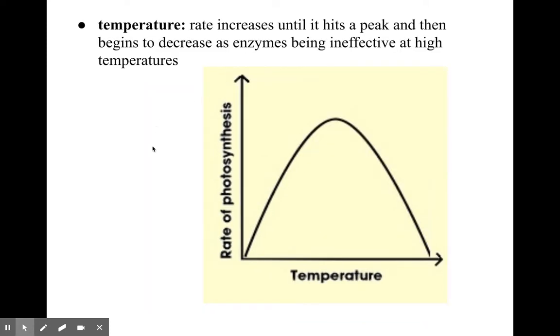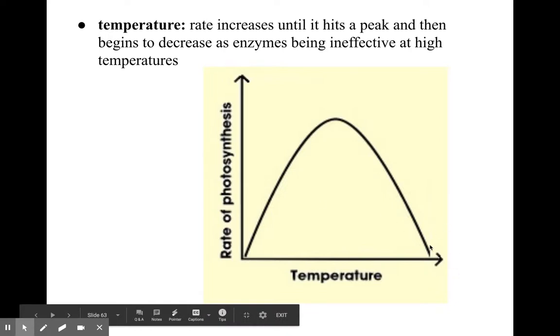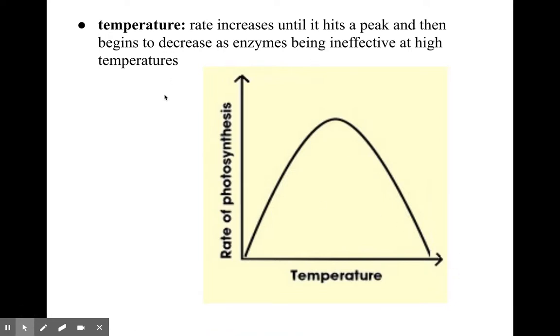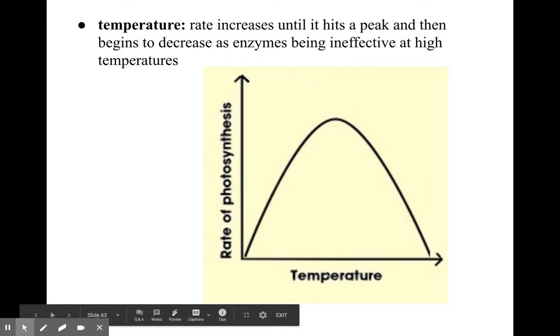Finally, temperature. As we talked about in Unit 1, enzymes, which are proteins, are affected by temperature. Cold temperature, high temperature. Enzymes are what runs both the light reactions and the Calvin cycle. So what this tells you is that there is some sort of magic temperature at which these enzymes love to work and will work their best.